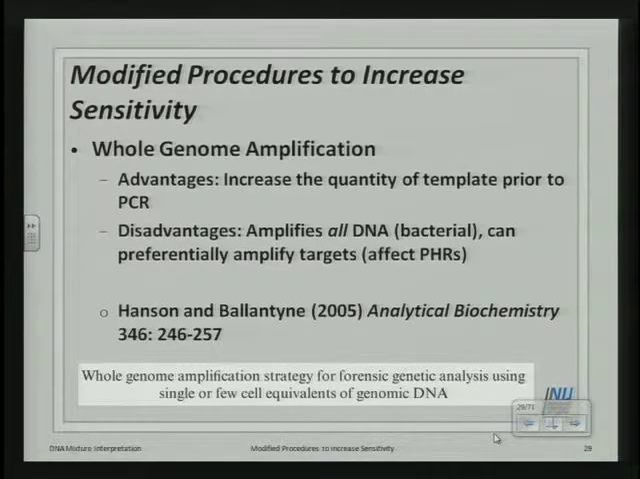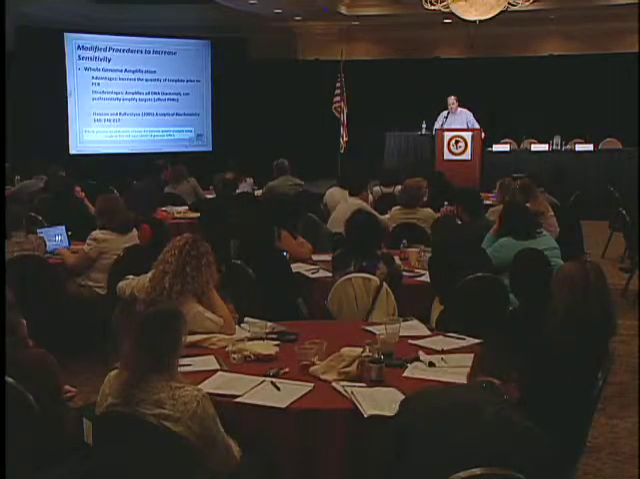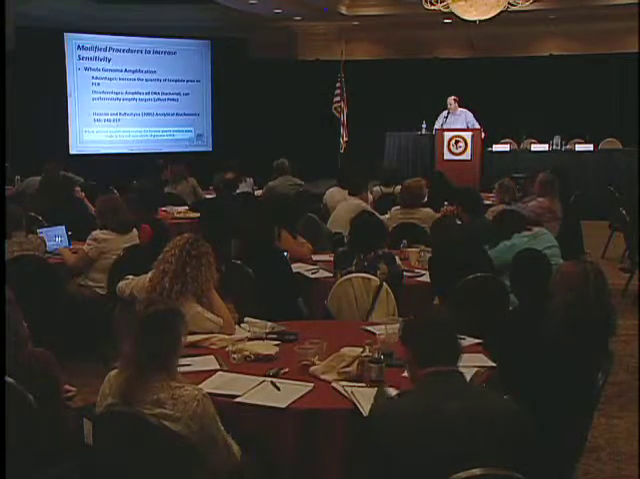The disadvantage is that it amplifies all of the DNA. So if you have any bacterial DNA in there, it gets amplified too. So it's not human specific. And this technique can also suffer from preferential amplification. So maybe one chromosome gets amplified at a much greater rate than the other chromosome, and so you can get these major differences in peak height ratios. Jack Ballantyne has published a paper on this technique in Analytical Biochemistry.